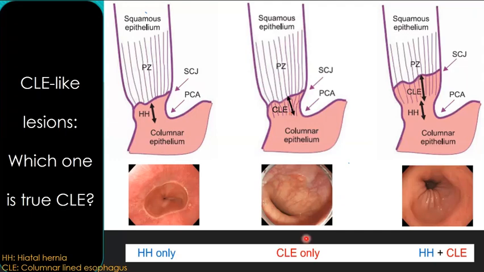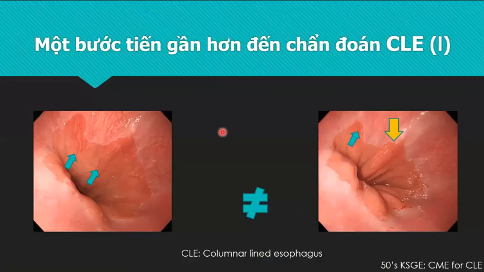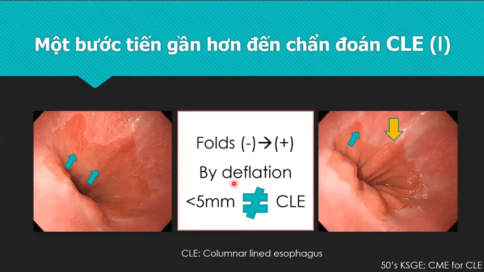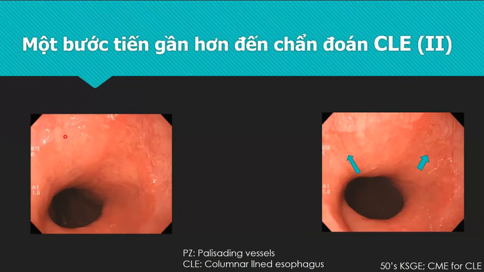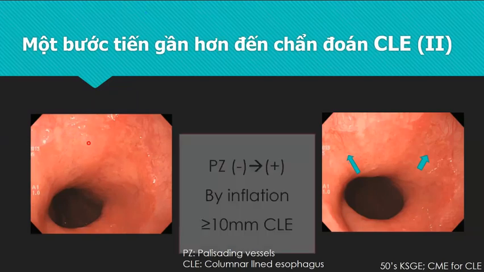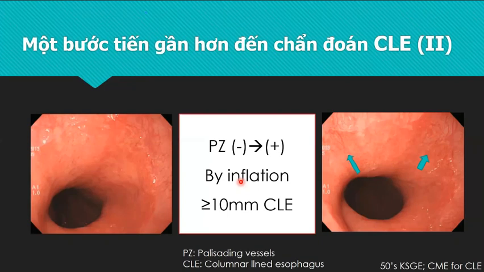So back to the palisading vessel. Whenever we perform endoscopy and see the palisading vessel, we may say, okay, this is Barrett esophagus. No, if we push, it's going up. So this isn't a palisading vessel; it's overdiagnosed. What about this? We cannot see palisading vessels. However, if we inflate more, we can see the palisading vessel here. So this is Barrett or CLE.